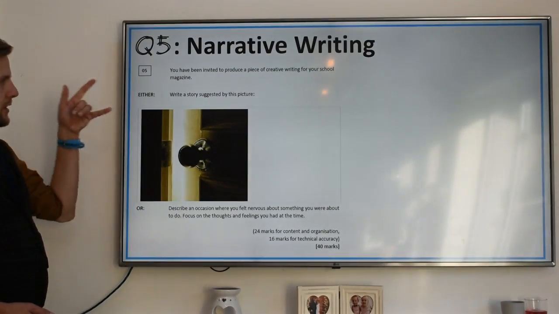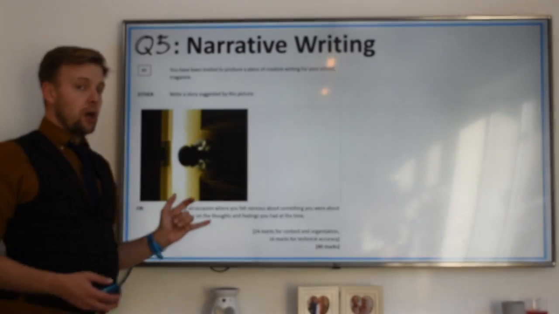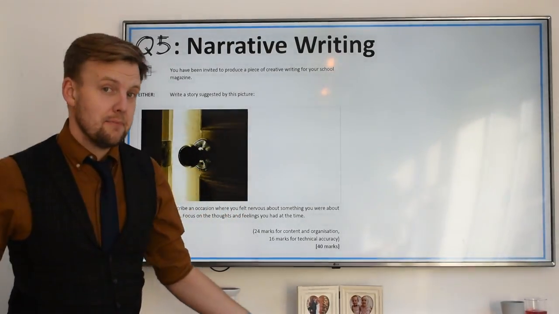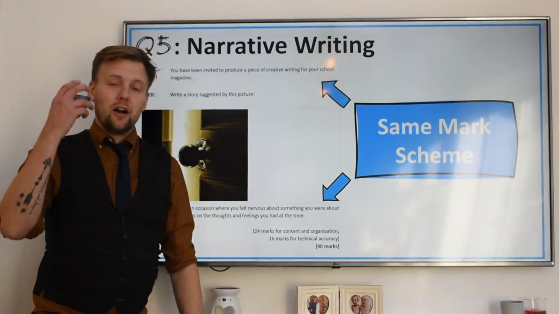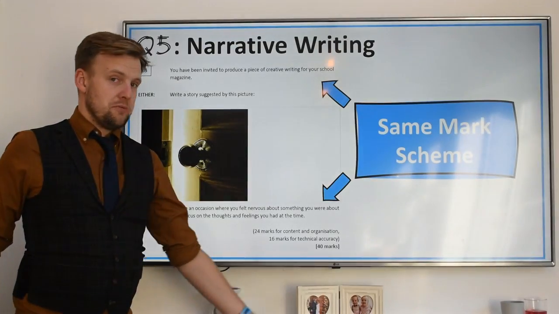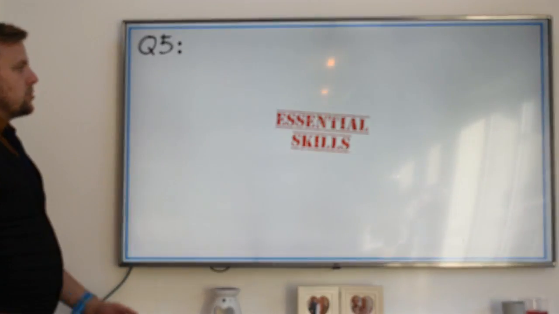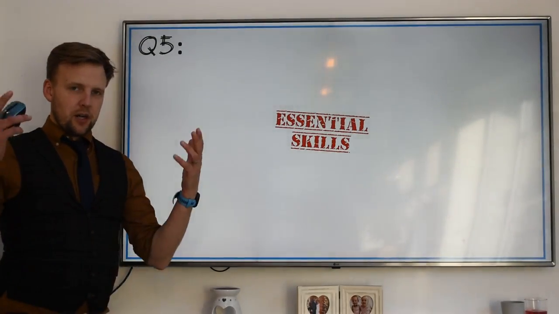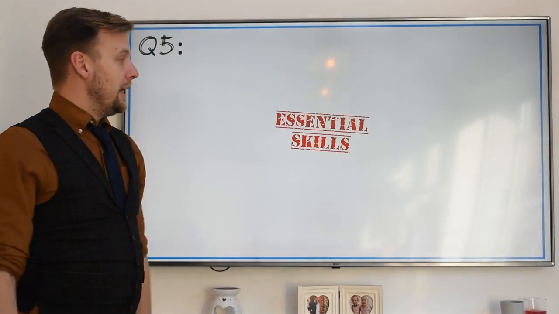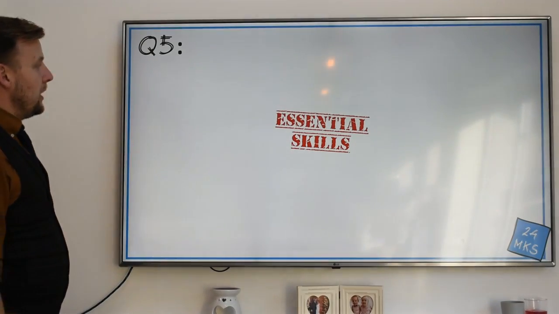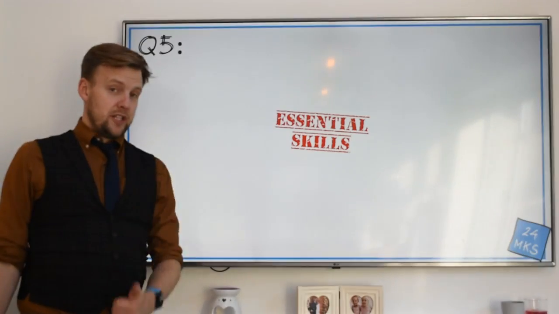So question 5 is either write a story or describe, normally. Sometimes they're crafty and have 2 describes or 2 stories, but it doesn't matter because both of them are exactly the same mark scheme. It doesn't matter what they say, they're being marked the same way. Now, let's talk about what that looks like. So the mark is out of 40 and it's split into 2. The first bit is for 24 marks. The 24 marks is looking at your content, okay?